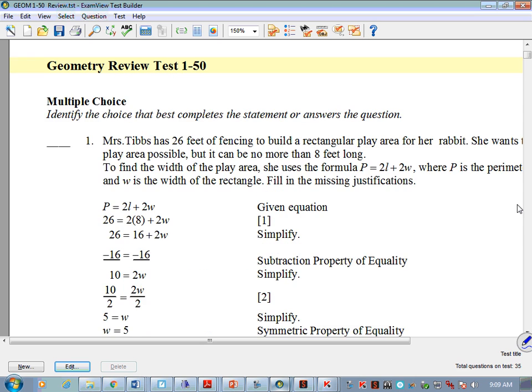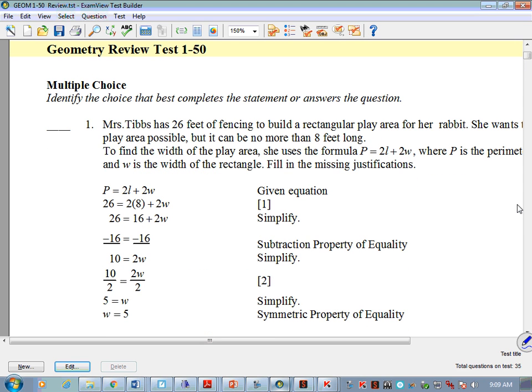We'll go through our geometry review of lessons 1 through 50. Obviously, we're not hitting all 50 lessons, but it's a scattered selection of what is going to be covered. This question number 1 comes from lesson 24. What we're looking at here is algebraic proofs.